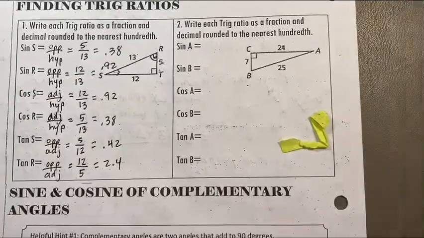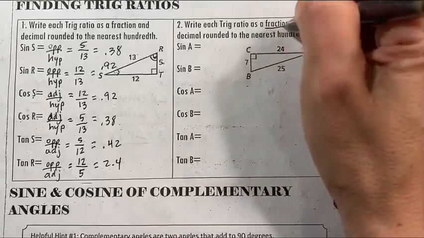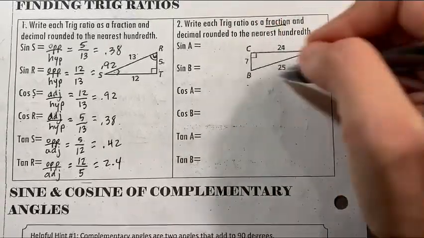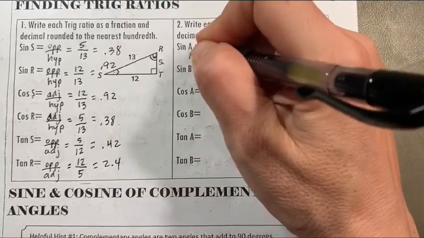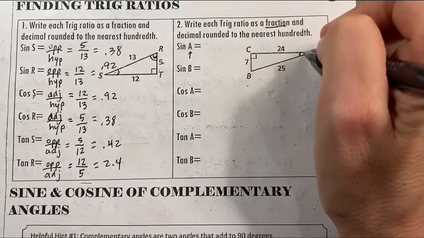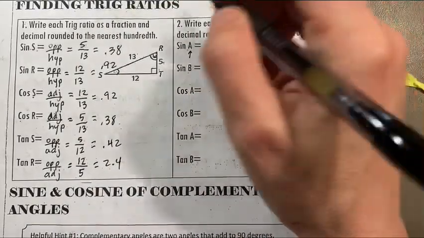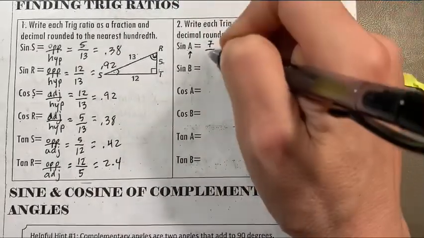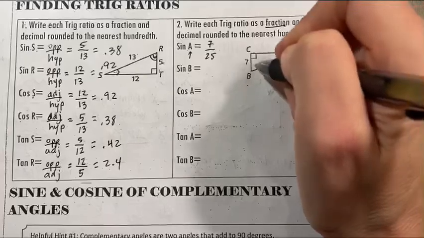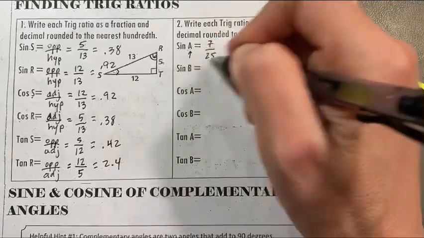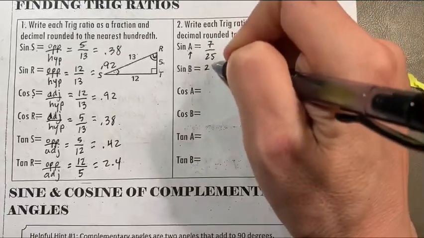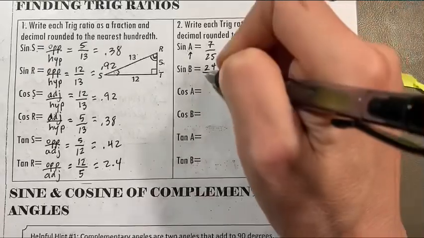Now it says, write each trig ratio as a fraction. So same thing, they've just given me some different dimensions. Let's practice this again. If my angle is A, the sine function is opposite over hypotenuse. So the opposite is 7 and the hypotenuse is 25. The sine of B, if I picked a different angle, opposite of B is 24 and the hypotenuse is 25.